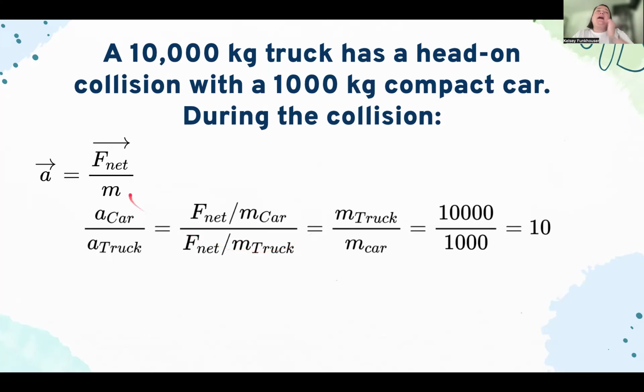But we can do some math here and see what's actually happening. So this is just Newton's second law, but we're solving for acceleration instead of the net force. So we'll put the acceleration of the car over the acceleration of the truck. So the net force is the same in both cases, but the masses are different. So the net forces cancel out, leaving us with the mass of the truck over the mass of the car. And the truck is 10,000 kilograms, while the car is 1,000 kilograms. So the acceleration of the car is 10 times the acceleration of the truck.